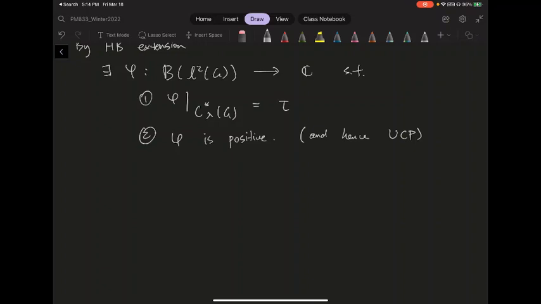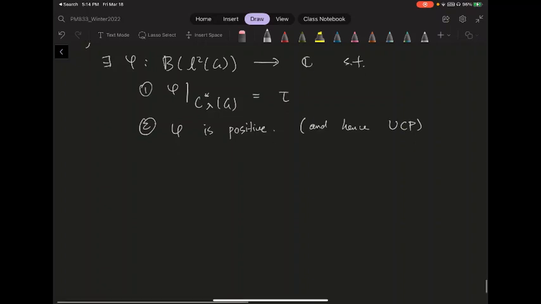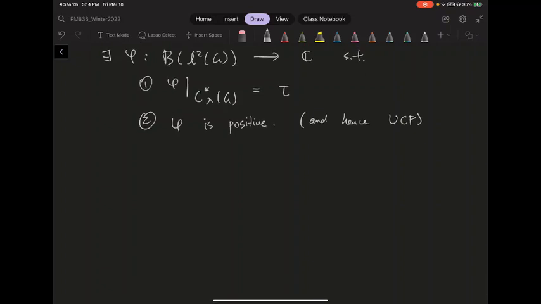So now you have a UCP map from a C-star algebra to another, and you can apply the multiplicative domain argument. You can look at all the elements a where phi of a star a is equal to phi of a star phi of a. And the good thing is that that's going to contain all the left regular representation, basically it contains the reduced C-star algebra. Partially because on the reduced C-star algebra itself, tau is multiplicative, so your phi is multiplicative on there. All right, let me write this argument down.